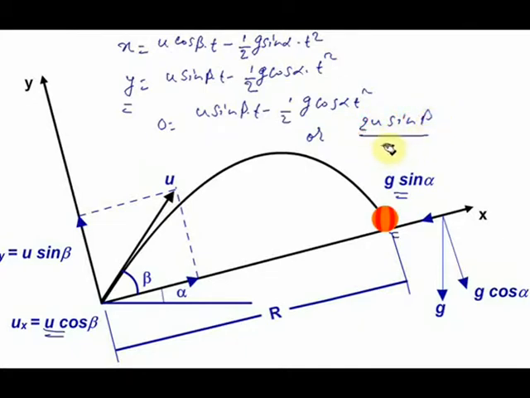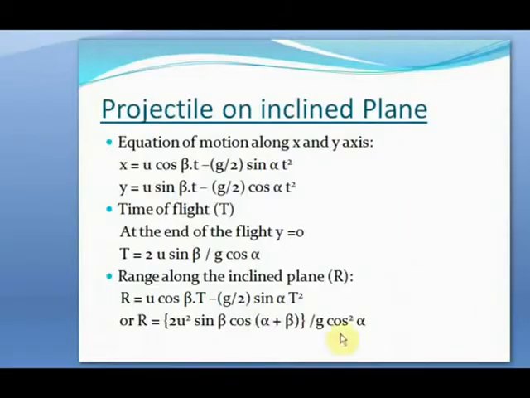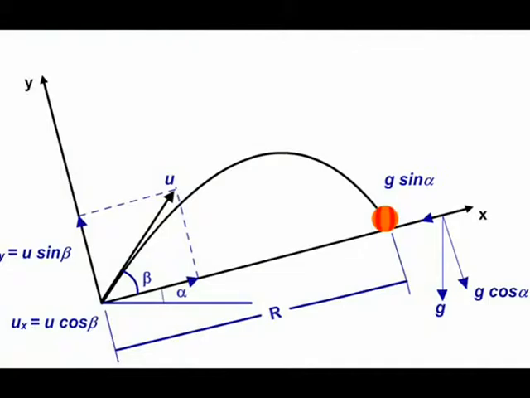or 2u sin beta by g cos alpha is equal to t. So this is our time of flight. Let's denote it by capital T. So time of flight is coming as 2u sin beta by g cos alpha. Now let's try to find out the range of the projectile along the inclined plane.